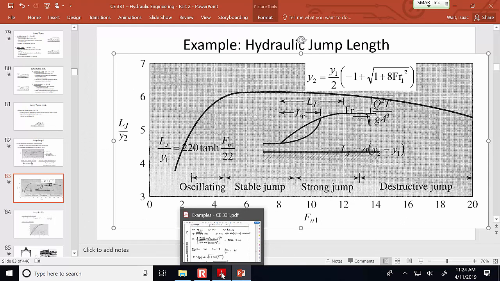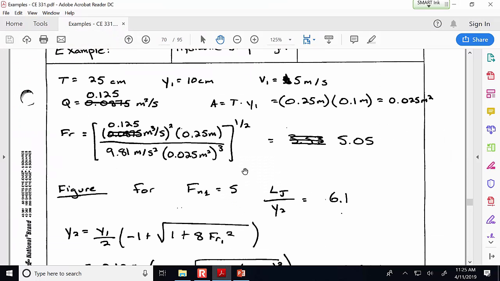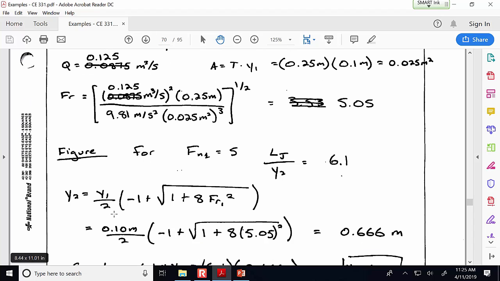Okay, so let's just make sure we're on the same page with the Froude number and the upstream depth. So the Froude number, 5.05. Did anybody else get that same value for the Froude number? Okay, good. So that means that our downstream depth after the hydraulic jump will be about 0.666 meters.